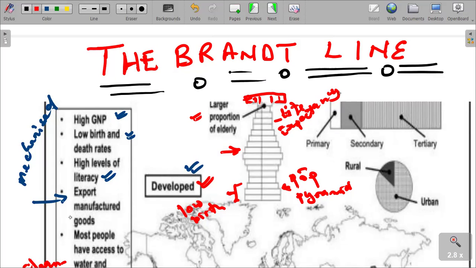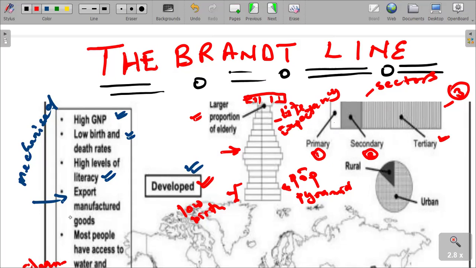So we are talking about sectoral development, the economic sectors. The primary sector is one, the secondary sector is two, and the tertiary sector is three. If you can see, there is massive production and contribution from the tertiary sector. The tertiary sector contributes a lot, followed by the secondary, and then the minimum comes from the primary sector.